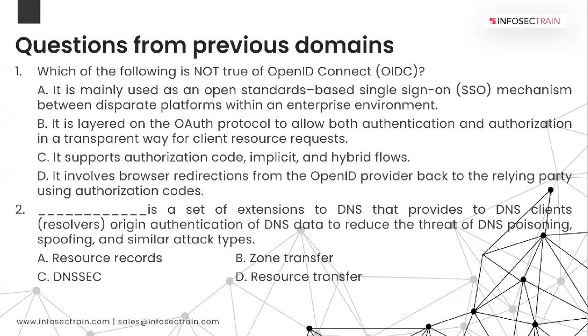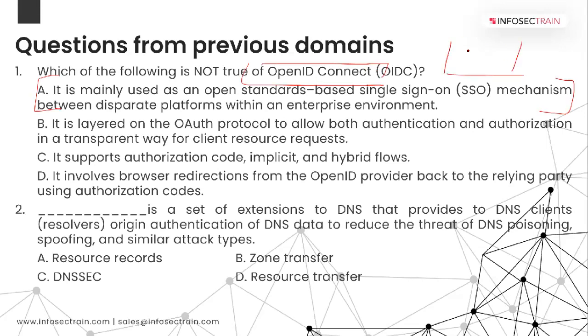Going to your first question, just give me a second while I put the stopwatch on. Which of the following is not true of OpenID Connect? It's mainly used as an open standards-based single sign-on mechanism between disparate platforms within an enterprise environment. It is layered on the OAuth protocol to allow both authentication and authorization in a transparent way for client resource requests. It supports authorization code, implicit and hybrid flows. It involves browser redirections from OpenID providers back to the relying party using authorization codes.